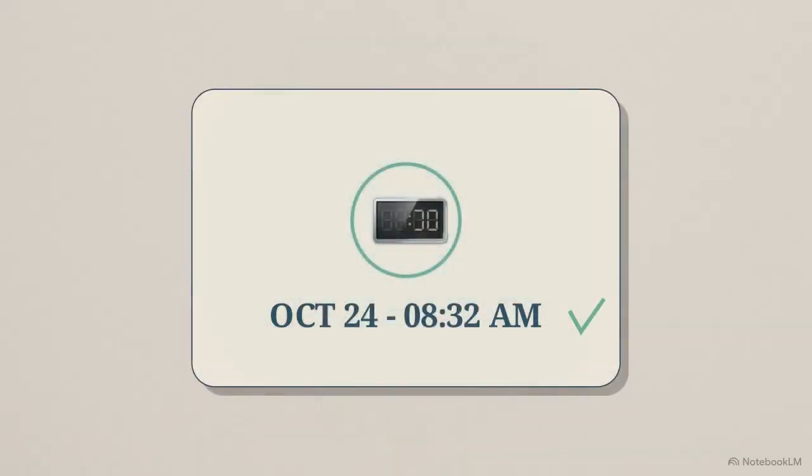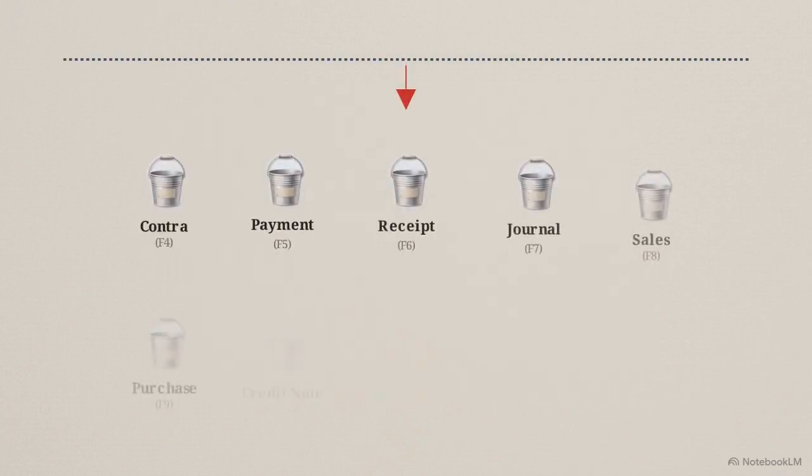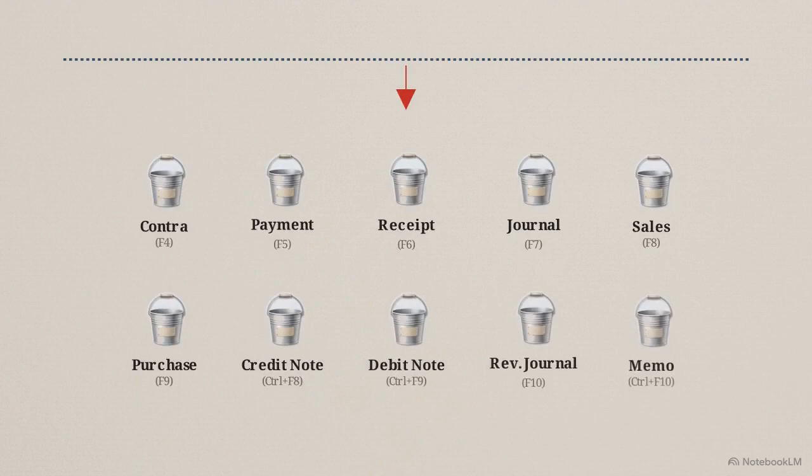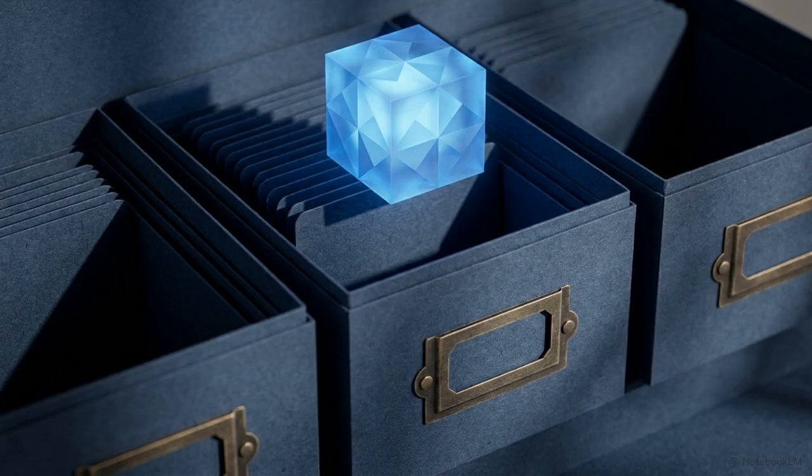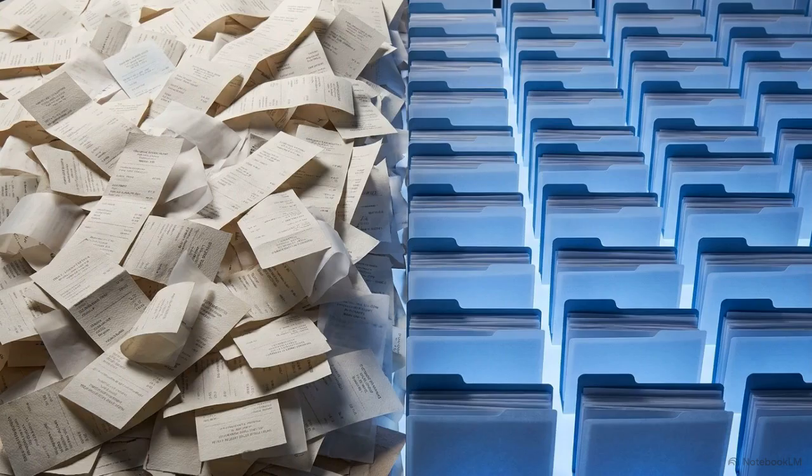Think of a voucher as a digital timestamp, a record that a specific financial event actually happened. To keep things organized, systems like Tally use 10 standard types of vouchers. Imagine them as 10 distinct buckets, each designed to catch a very specific kind of transaction. When you know which event belongs in which bucket, you move from simply collecting paper to creating an organized record of everything that happens in your business.